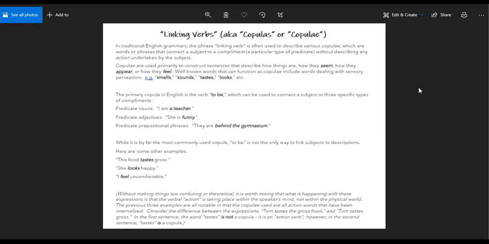You can look up lists of words that can be used as copulas or linking verbs. Also, if you're interested, you can look at some other languages and see examples of different ways that non-English languages link subjects to complements. But I think this is a pretty good basic overview of what's going on with linking verbs, also known as copulas. So hopefully that is helpful.